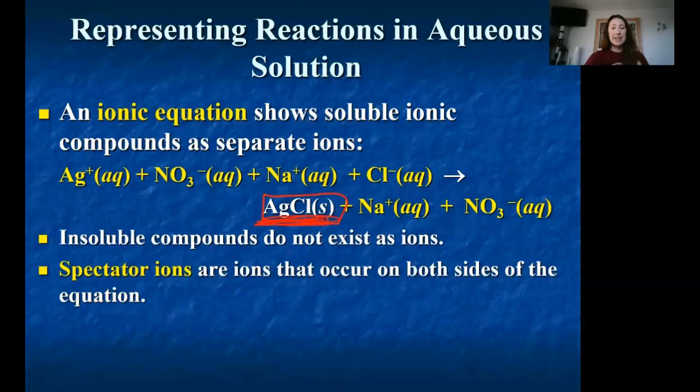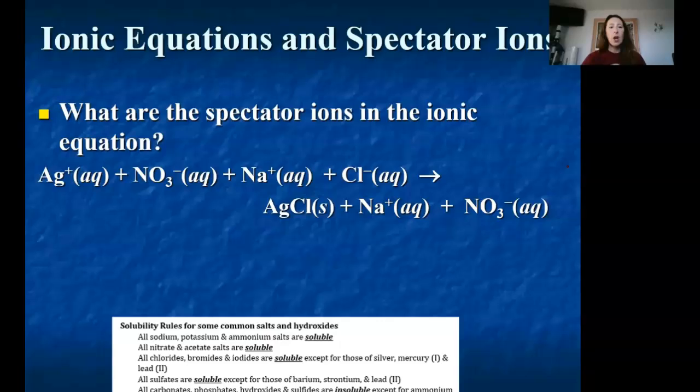And again, those insoluble compounds don't break up. All of the ones that aren't involved in our reaction, we call those spectators. So we're going to look at these equations. So this one is called complete ionic. And then we're going to look at our spectator ions.